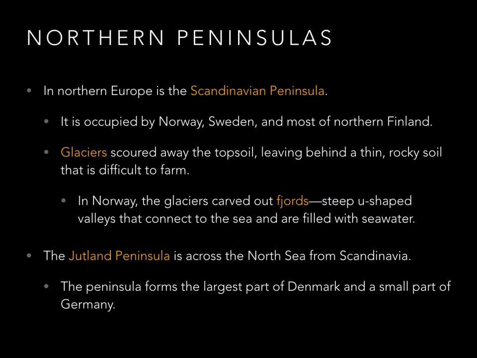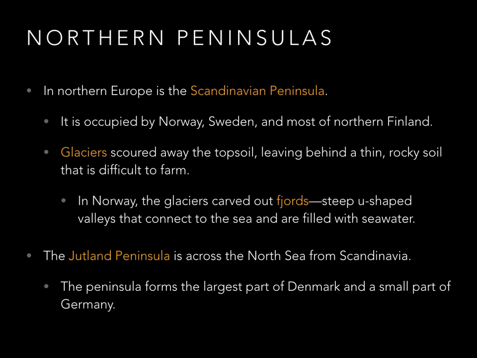Northern peninsulas. In northern Europe, you have the Scandinavian Peninsula. It's occupied by Norway, Sweden, and most of northern Finland. In this region, glaciers scoured away the topsoil, and it left behind a thin, rocky soil that's difficult to farm. Furthermore, in Norway, the glaciers carved out fjords, and these are steep U-shaped valleys that connect to the sea and are filled with seawater.